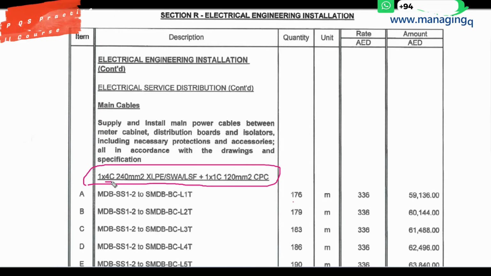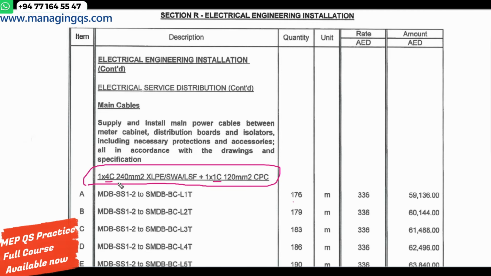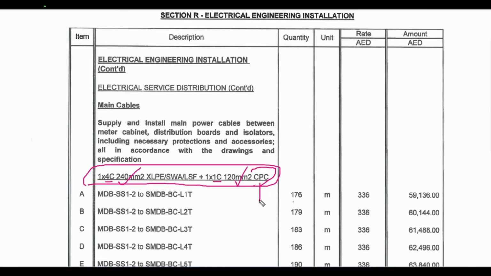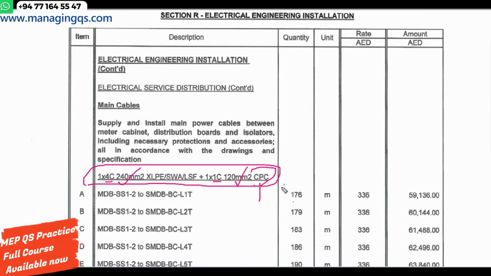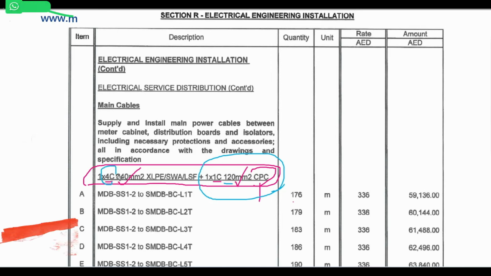There is a 4-core cable and also a 1-core cable, so there are 5 cables inside. Each cable's size is 240 millimeters square, which is the cross section. There is also another cable, the CPC, which means circuit protection cable. We can also call it an earth cable. The 1-core earth cable has a cross section of 120 millimeters. So here 4-core, here 1-core.